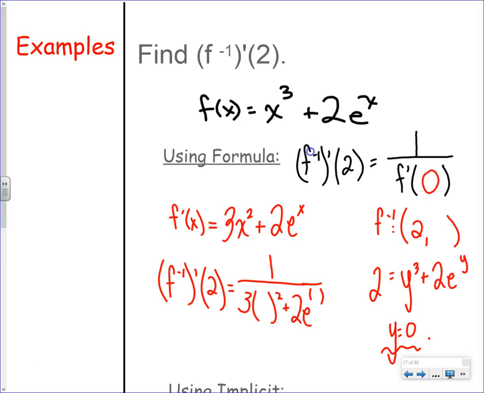That's 0. Well, I can fill in all sorts of things. Because the y is 0, I can plug in. That's my b. So I'm putting in 0 over here. So that's 0. 3 times 0 squared, plus what's e to the 0? And what's 1 times 2? So therefore, my final answer is 1/2.